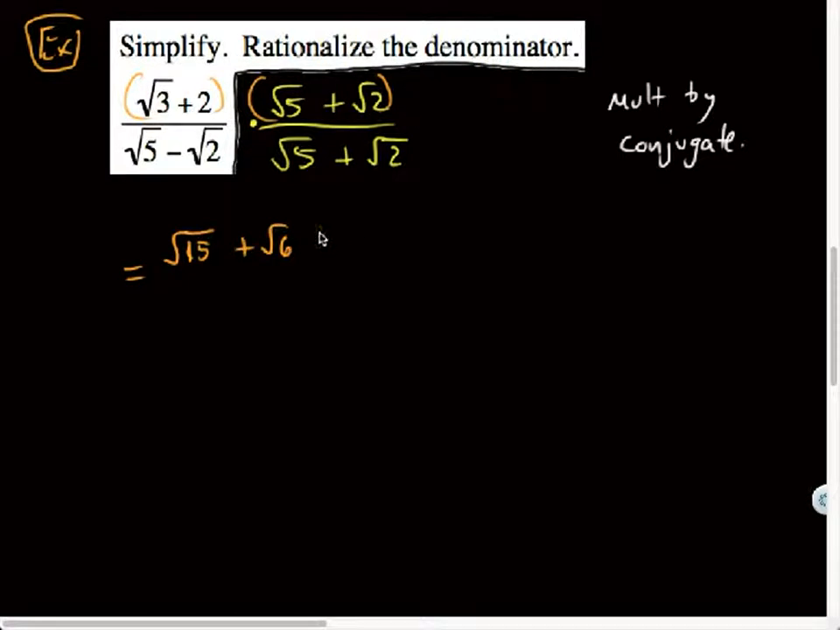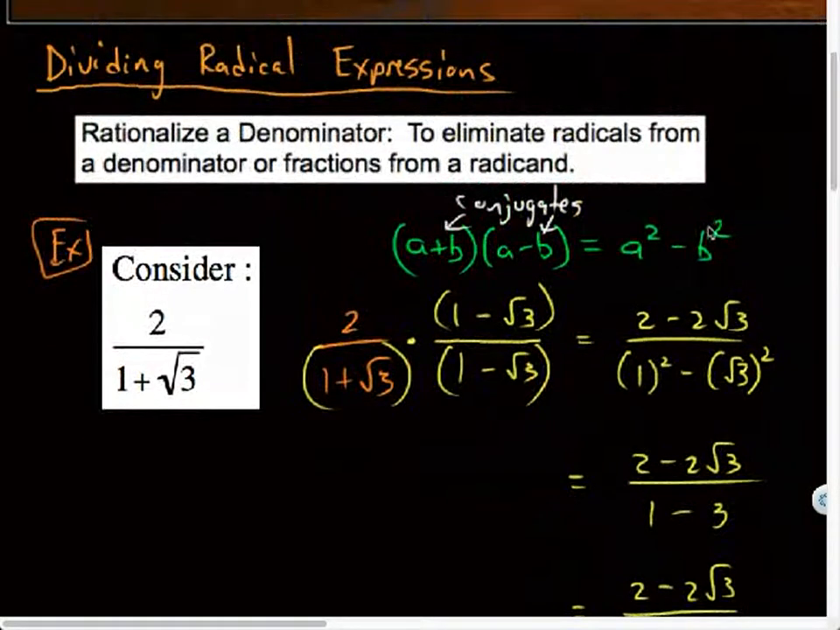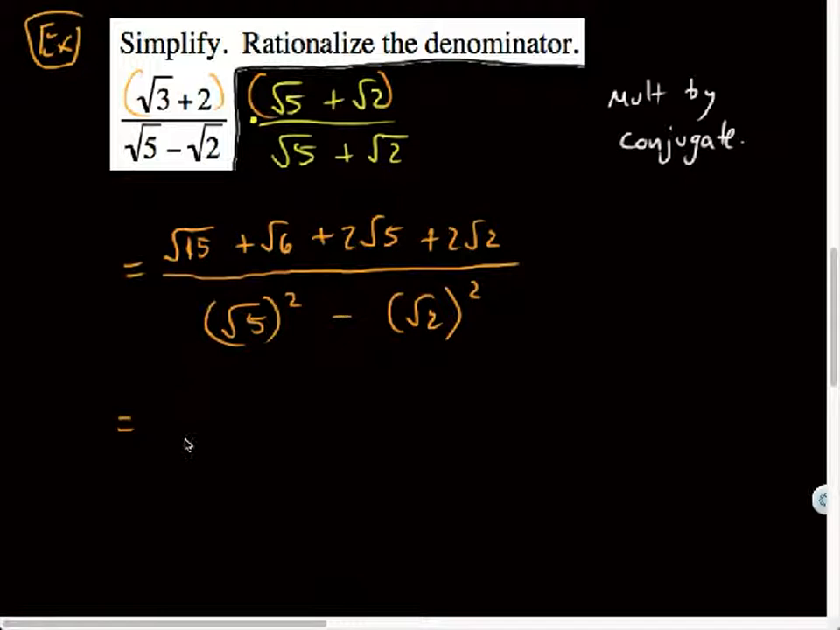So let's see. Let's multiply 2 by both of those. So that's plus 2 roots of 5, and 2 times root 2 is 2 roots of 2. So in the denominator, I'm multiplying conjugates, I can use the pattern. So that's going to be a squared minus b squared. It's always a minus sign, by the way. Because I'm using the pattern, a squared minus b squared. So in the bottom, root 5 squared is 5, minus root 2 squared is 2.